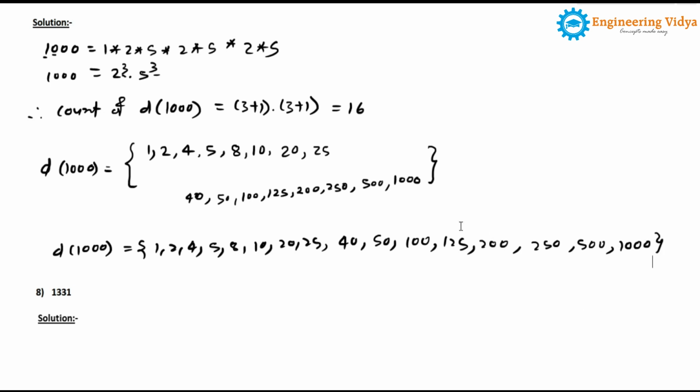Now see the second last problem, that is problem number 8. Here they have given 1331, right? So first of all, we'll take the factors of 1331. No shortcut rule is there, so I'll do the normal procedure.